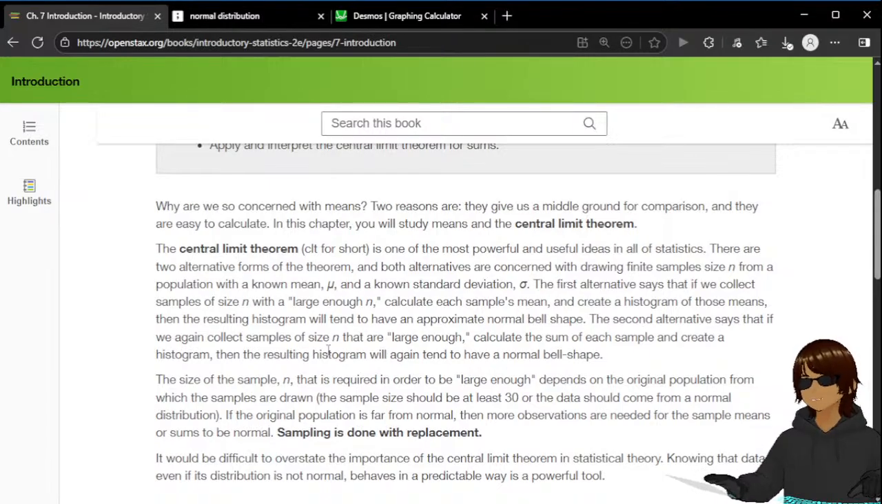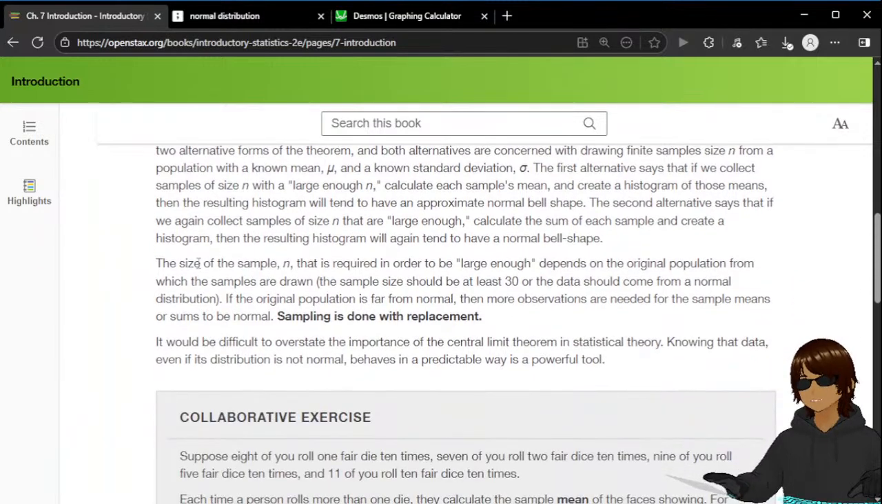The second alternative says that if we again collect samples of size n that are large enough, calculate the sum of each of those samples, and create a histogram, then the resulting histogram will again tend to have a normal bell shape. Okay. The size of the sample n that is required in order to be large enough depends on the original population from which these samples are drawn. If the original population is far from normal, then more observations are needed for sample means or sums to be normal. Sampling is done with replacement.